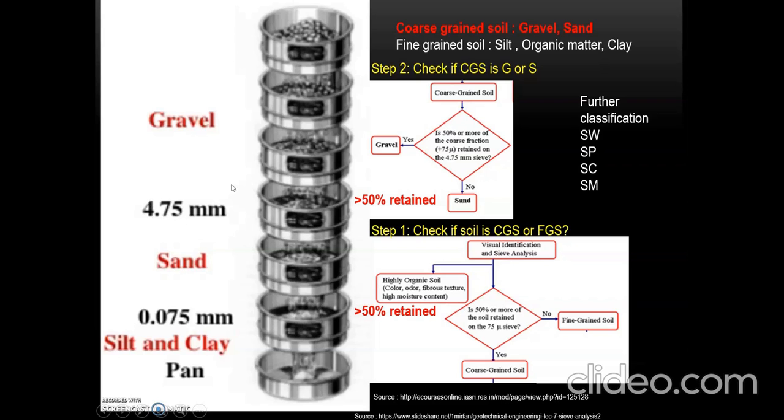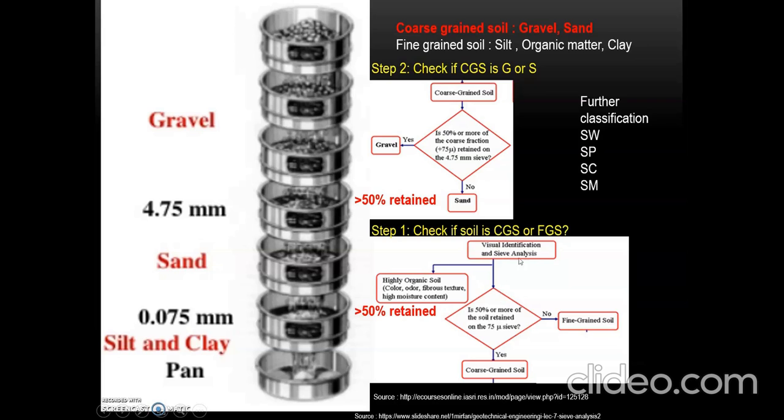Here in this figure, we can see that the soil sample which is having particle size greater than 4.75 mm is referred to as gravel, whereas sand particles will have sizes ranging from 0.075 mm to 4.75 mm. Gravel and sand together are called as coarse-grained soils, whereas the soil particles passing through 0.075 mm will be either silt or clay or organic matter. So, the soil particles passing through 0.075 mm are referred to as fine-grained soils.